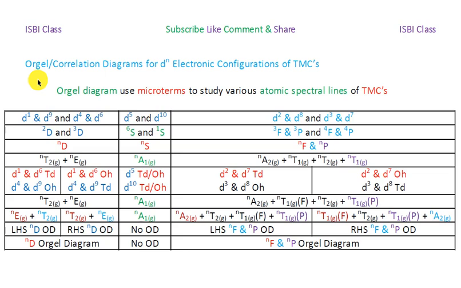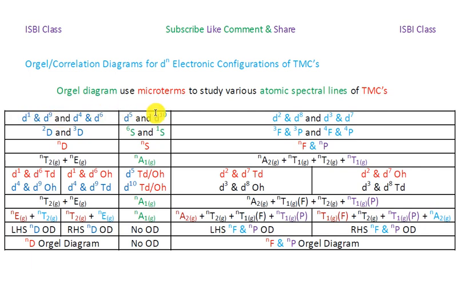In this class, let us see Orgel or correlation diagrams for d^n electronic configurations of transition metal complexes. Orgel diagrams use microterms to study various atomic spectral lines of transition metal complexes. Let us start from the electronic configurations.